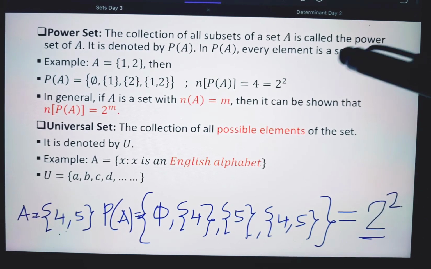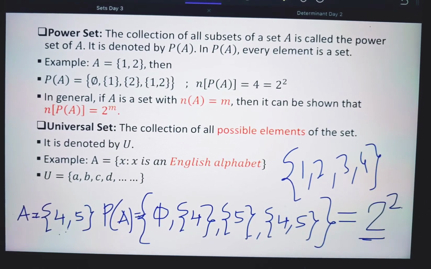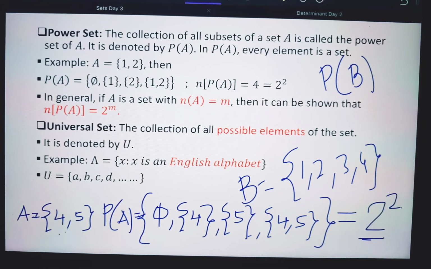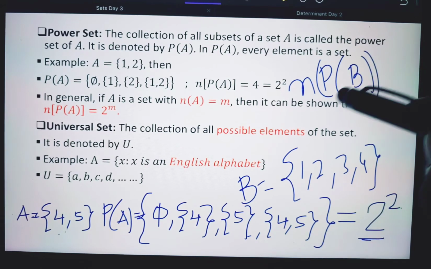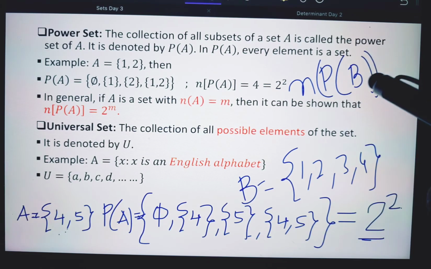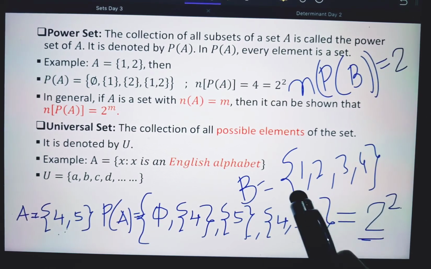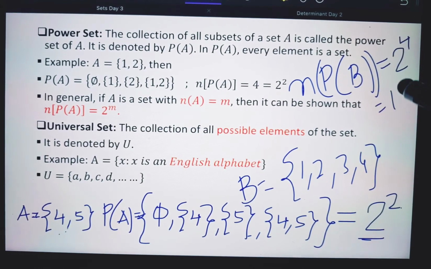So suppose I say there is a set {1, 2, 3, 4}. Suppose B is equal to this set. Now if I ask you, what is the number of elements of the power set of B? It is denoted by n of P of B. N means the number of elements of the power set of B. It will be how much? Equal to 2 to the power of the number of elements of B. How many elements of B? 1, 2, 3, 4. That is 4. So it will be 16. Understood? So that's how we find the number of elements of the power set of any set.